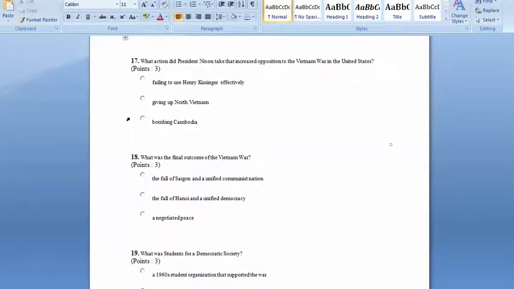Number 17, what action did President Nixon take that increased opposition to the Vietnam War in the United States? Failing to use Henry Kissinger effectively, giving up North Vietnam, or the bombing of Cambodia?